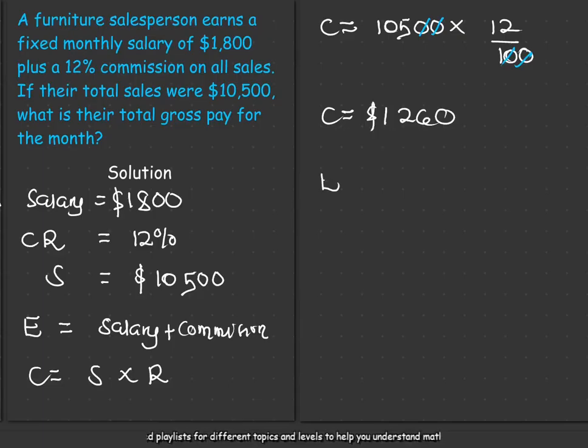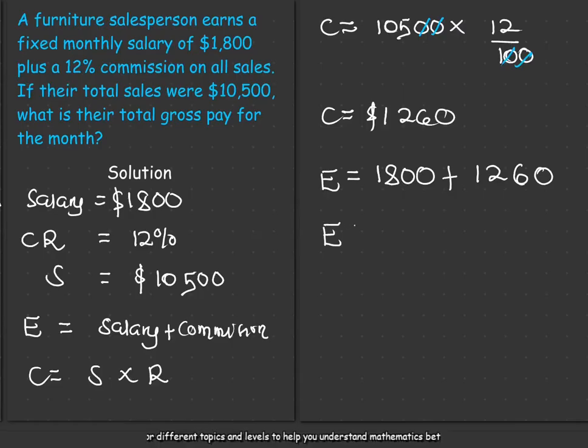Hence our total earnings, E, which you said is the salary. So the salary the person receives at the end of the month is this over here: 1,800 plus the commission, which is 1,260. Adding that together, we then have our gross pay being equal to 3,060.